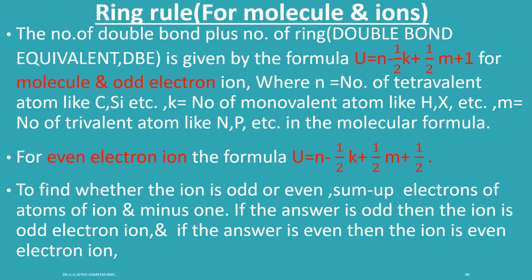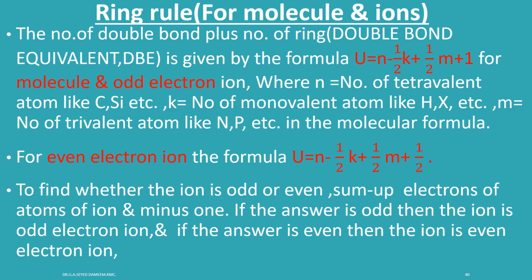Next topic is the ring rule. The ring rule gives a clue about double bond equivalence, which means the number of double bonds plus the number of rings. There are two formulas: one for molecules and odd electron ions, and another for even electron ions. The symbol for double bond equivalence is normally U.